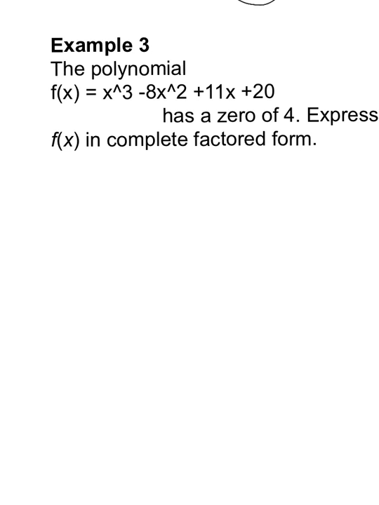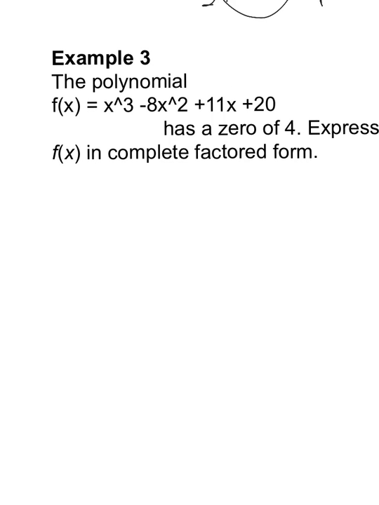So first thing I want you to do is this. What is the value of A? What is the value of B? What is the value of C? And what is the value technically of D? Like, what are the coefficients? So if you rewrite this in synthetic division form, you will get 1, negative 8, 11, and 20. And I am telling you that one of the factors, one of the zeros, is technically 4.